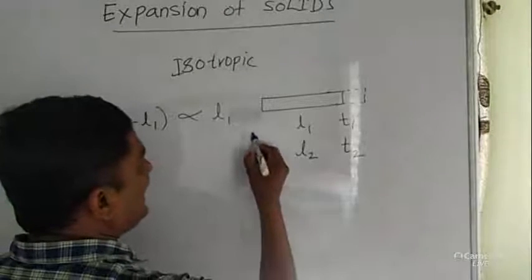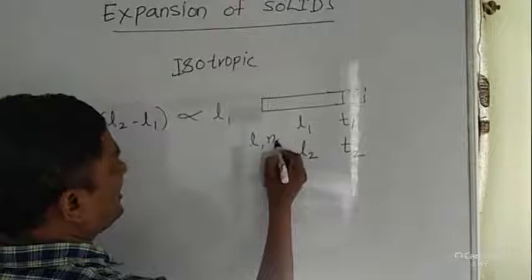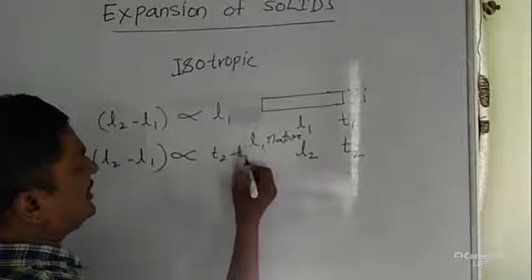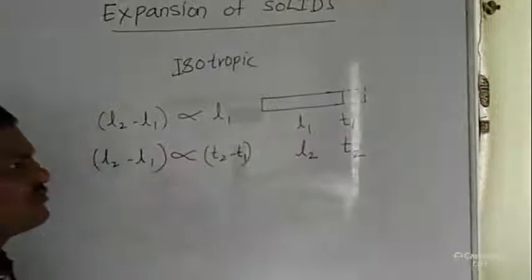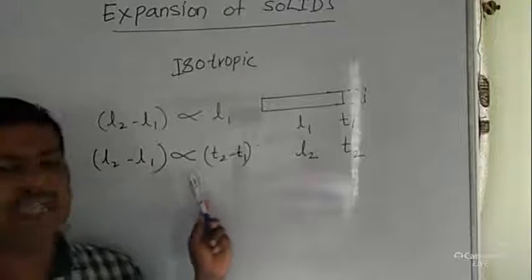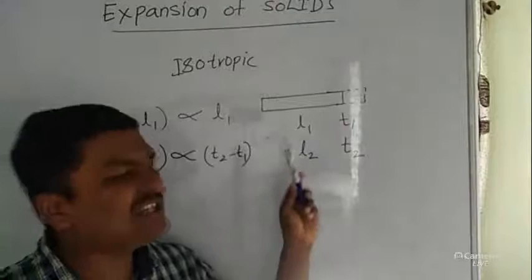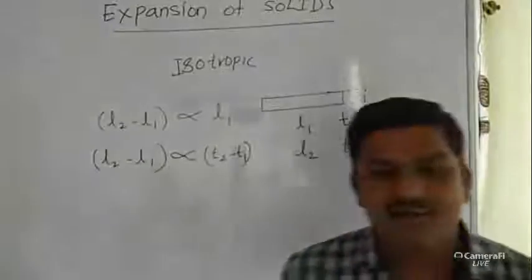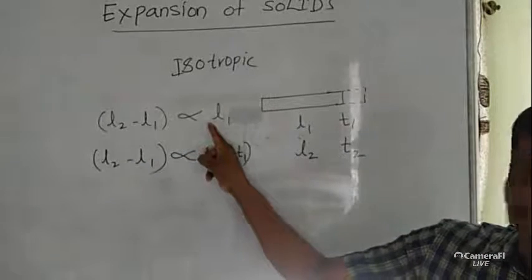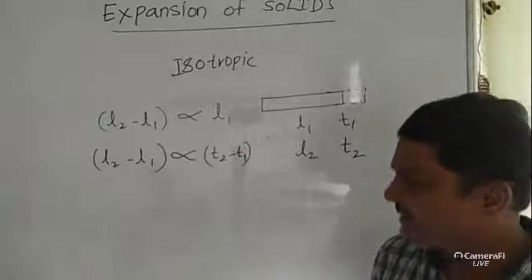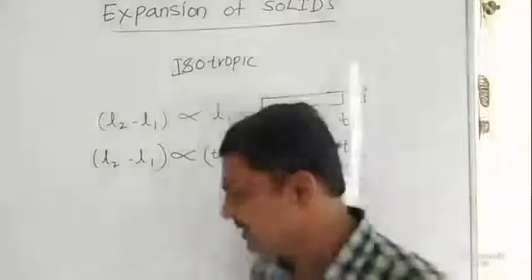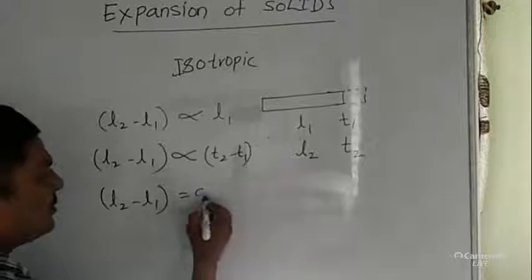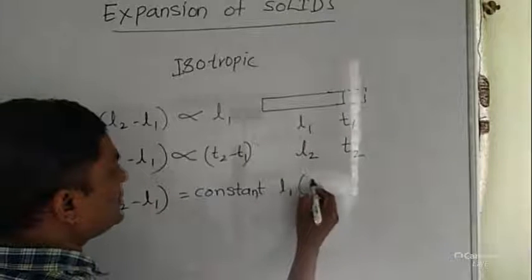And when the initial length and nature of the rod are kept constant, it is observed that L2 minus L1 is directly proportional to the change in temperature. So I have written two expressions: L2 minus L1 proportional to L1, and L2 minus L1 proportional to delta T, that is, T2 minus T1. Combining these, L2 minus L1 equals a proportionality constant times L1 times T2 minus T1.